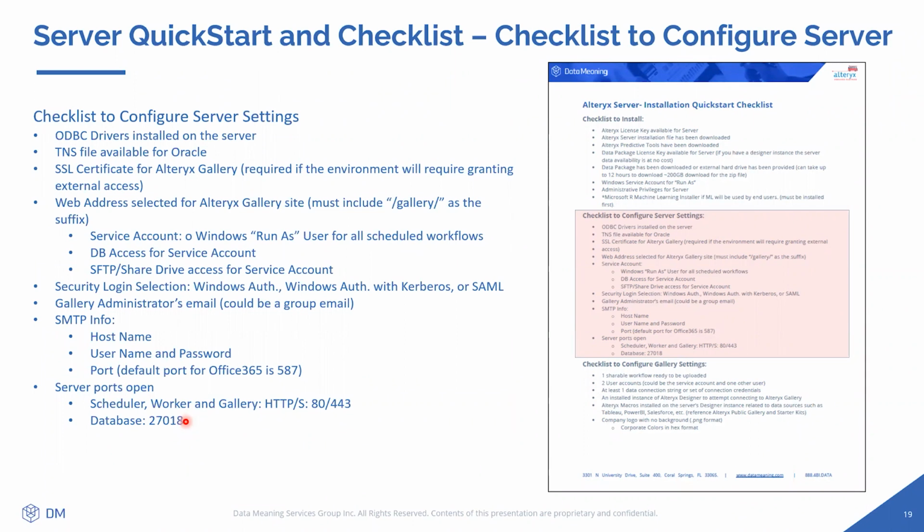If you have any databases that are leveraging Windows authentication, you need to make sure that the system account is able to access that. Or if they are using explicit user and password, right, you need to make sure that you add those to the gallery connections. And any SFTP or shared drive access for the service account, right? You need to make sure that the service account is able to see everything.